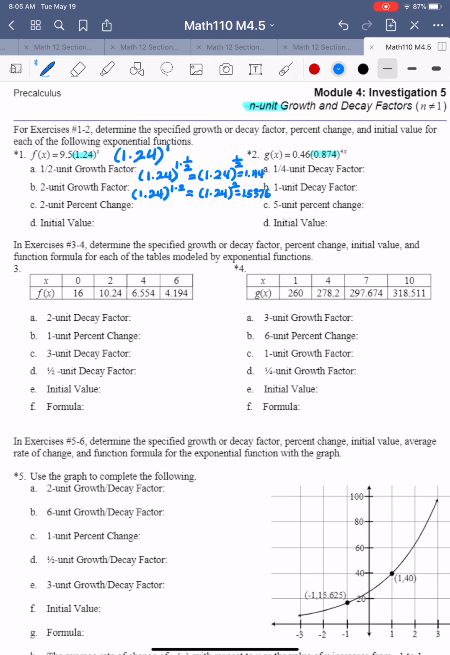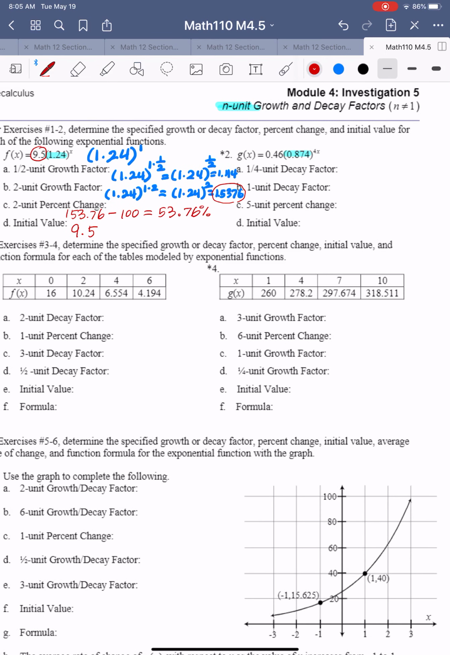Okay, and then we're going to find the 2-unit percent change. So first of all, we have to use this to make a percent, which becomes 153.76%, and you always subtract the 100, which is about 53.76%. That's the percent change. And the initial value is always the number in the front, okay? So 9.5.